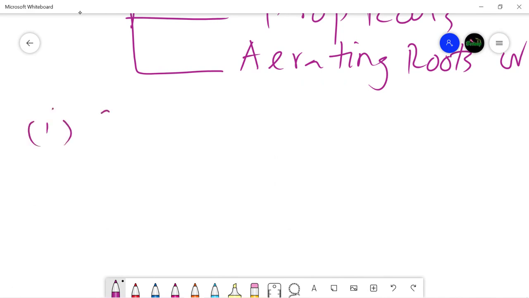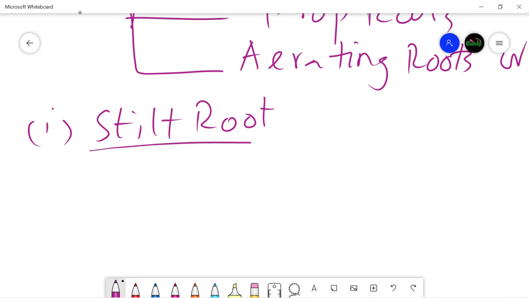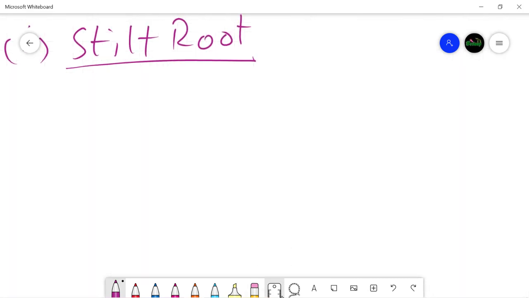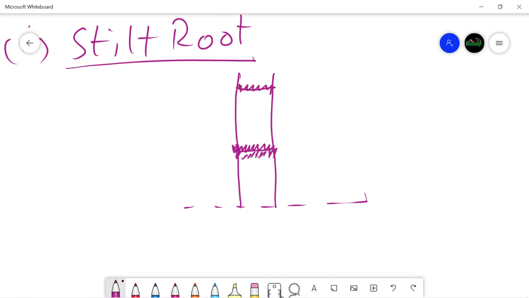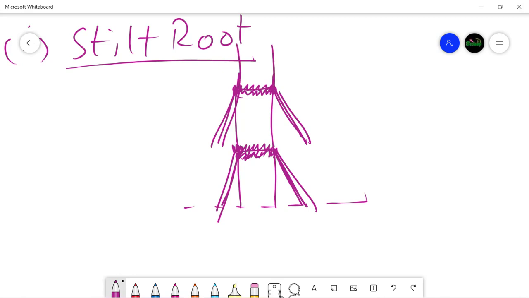So the first one is stilt roots. They usually arise from the lower part of the stem. Again, this is soil, and this is the stem, for example, in sugarcane, and these are the nodes of the stem, the lower nodes. These roots arise from the lower nodes of the stem like this, and they grow obliquely downwards and then they enter the soil.